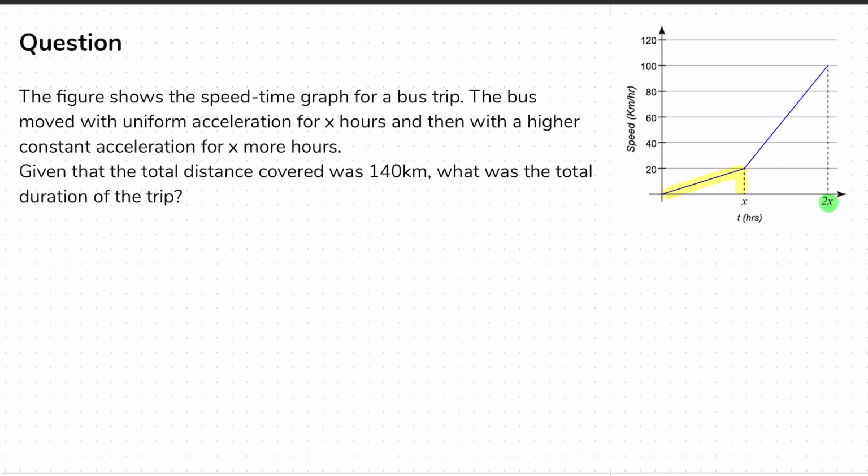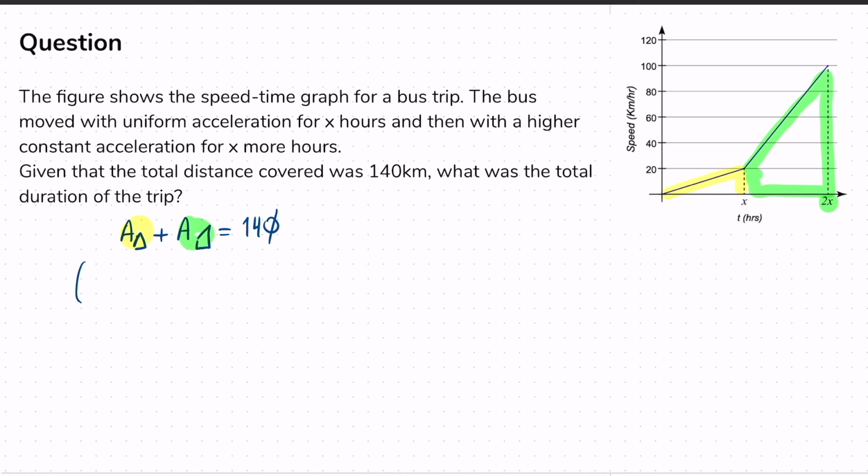I've got one shape there, looks like a triangle. I've got another shape here, which is a trapezium. So, the area of the triangle, let's make a little triangle there, plus the area of the trapezium is equal to the distance, which is 140. I've got my trapezium here, my triangle here.